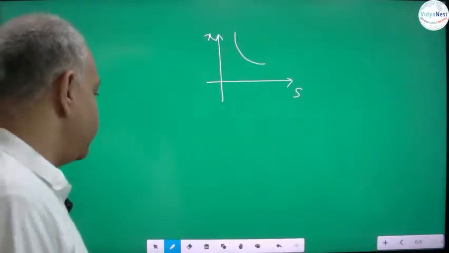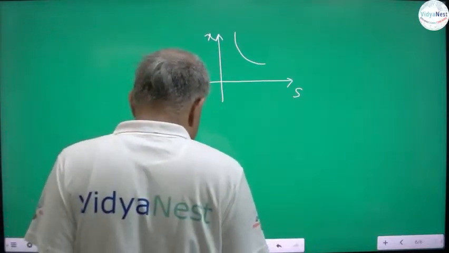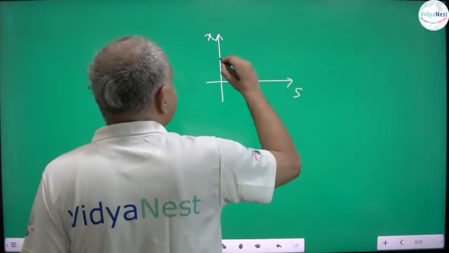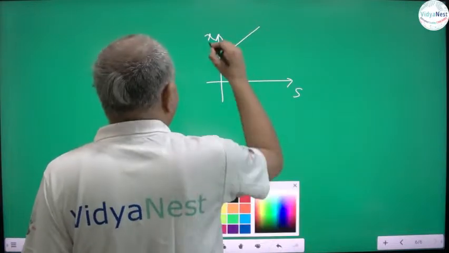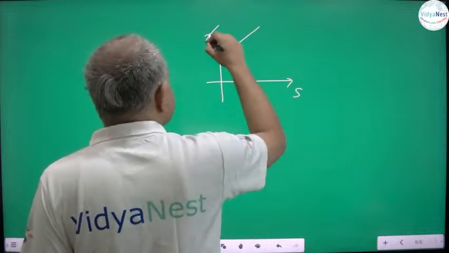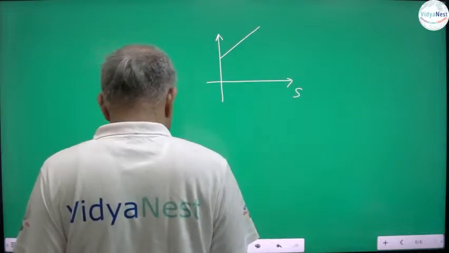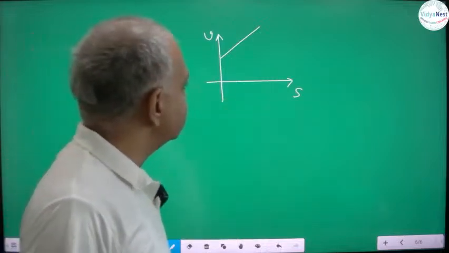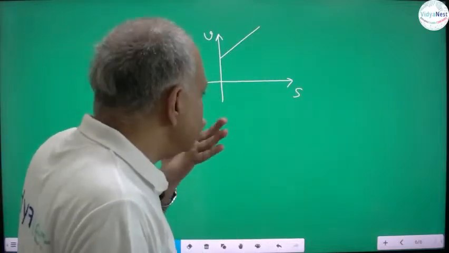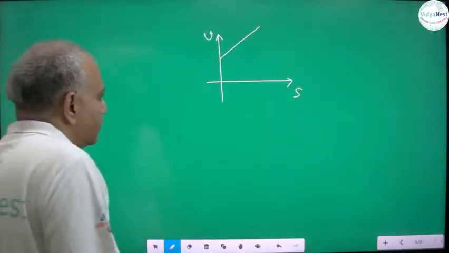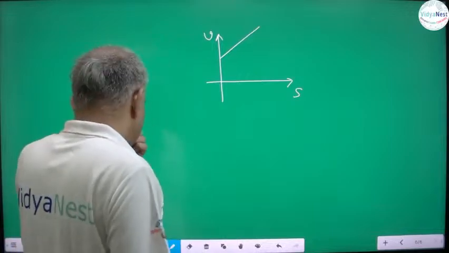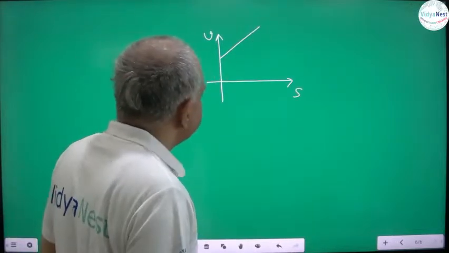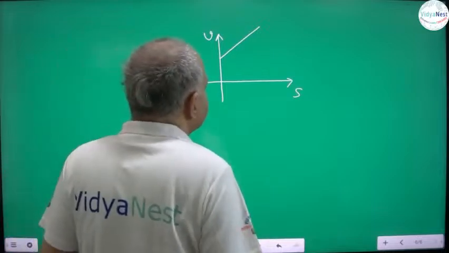Now we are just going to think that no, I'm not going to take that curve. I will take a linear relation like this way. In this direction I'm going to take the velocity on the y-axis and s on the x-axis. So in this situation, if I see the velocity and s curve, it is not a curve, it is a straight line. It is a really linear relation.